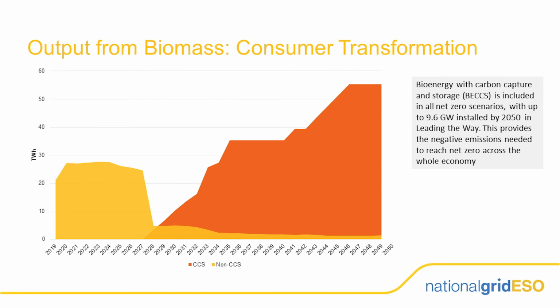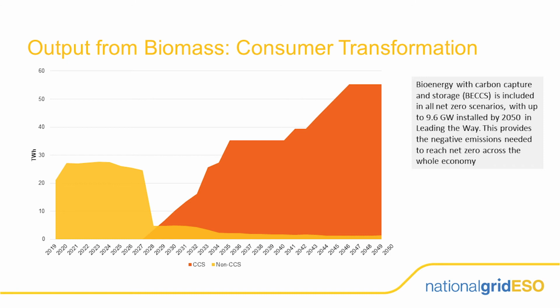The first one is biomass, and here we're looking just at the generation output from biomass, and I've selected consumer transformation for the chart here. Now we see that due to the removal of biomass subsidies in 2027, there is a sharp decrease in non-CCS biomass output. These non-CCS biomass plants then close or convert to BECCS, such that by 2050 there is very little biomass output without carbon capture.